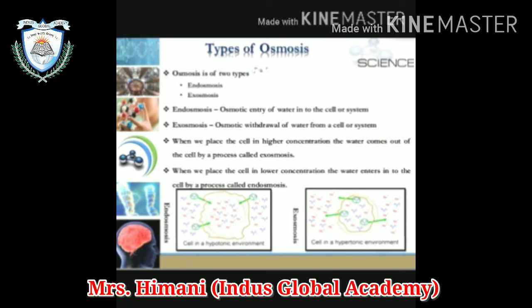Now, types of osmosis. There are two types of osmosis, endosmosis and exosmosis. Endosmosis is the osmotic entry of water into the cell or a system. Exosmosis is the osmotic withdrawal of water from a cell or a system. When we place the cell in a higher concentration, the water comes out of the cell; that is known as exosmosis. And when we place the cell in a lower concentration, the water enters the cell. That process is known as endosmosis.